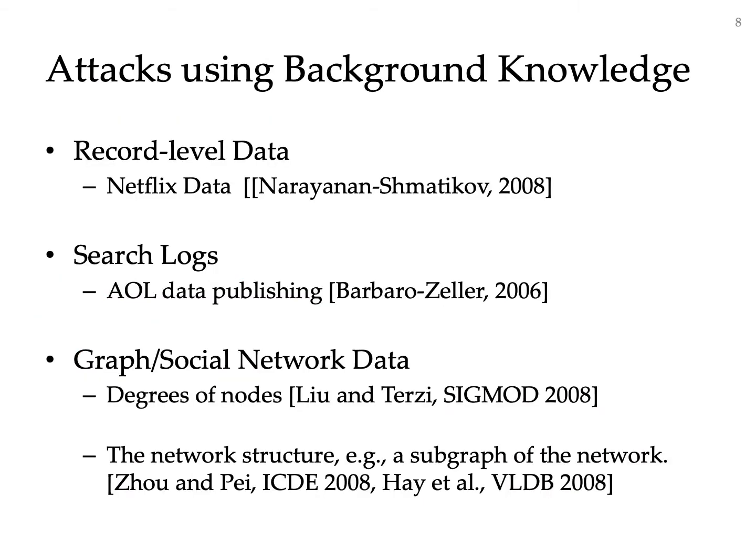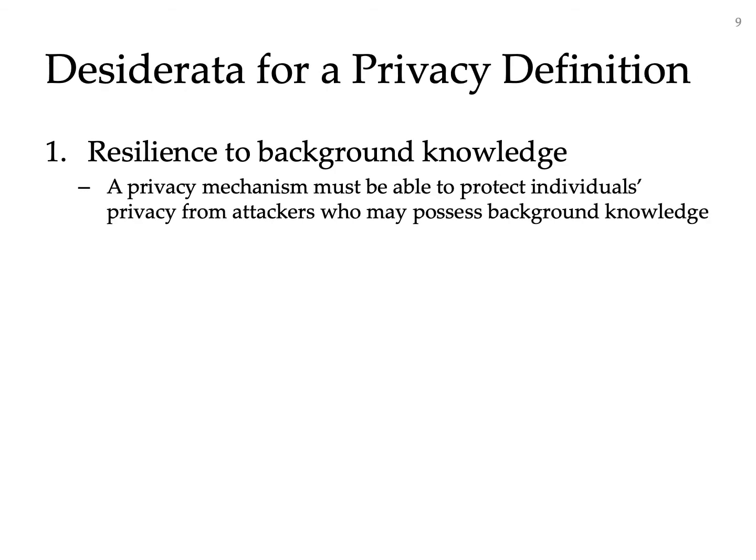There are many types of attacks that use background knowledge. There are attacks against Netflix data, against search logs, and against social networks. Therefore, the first desideratum for a privacy definition is resilience to background knowledge. That is, a privacy mechanism must be able to protect individuals' privacy from attackers who may have access to background knowledge.